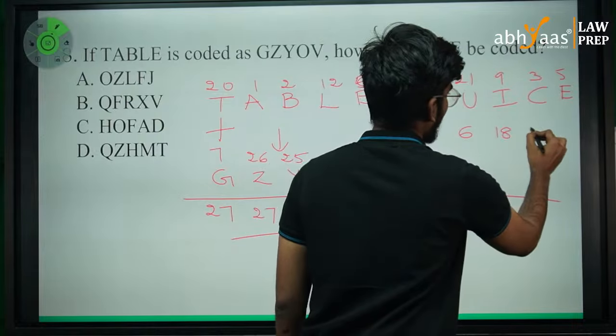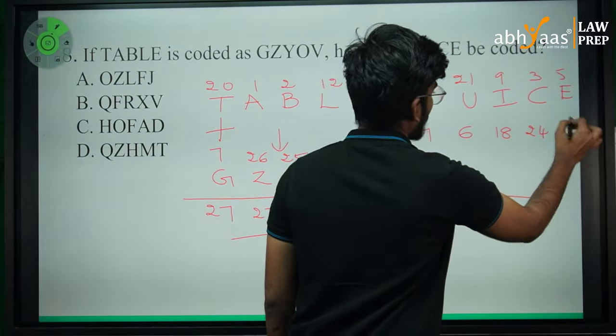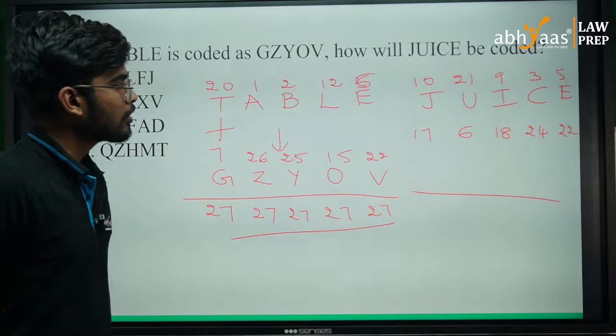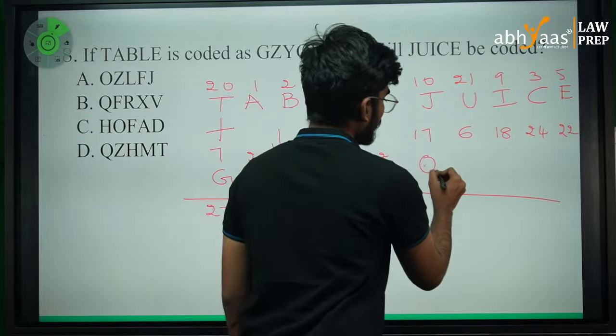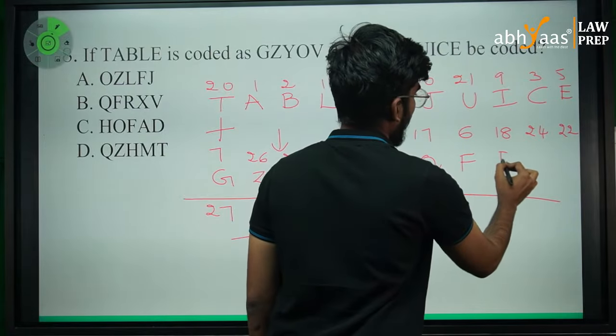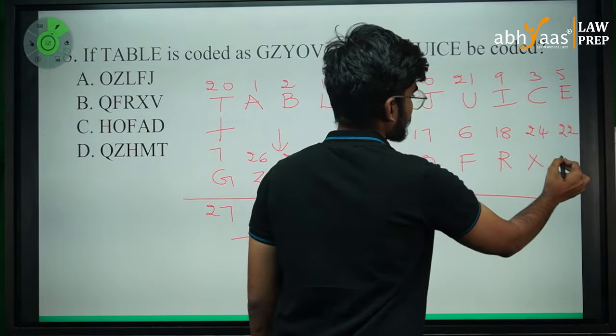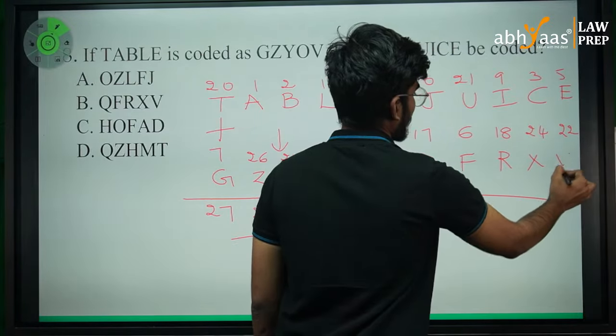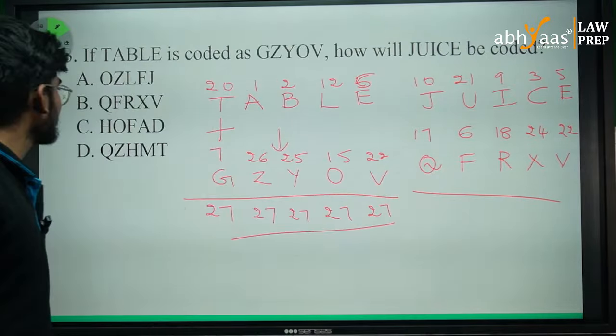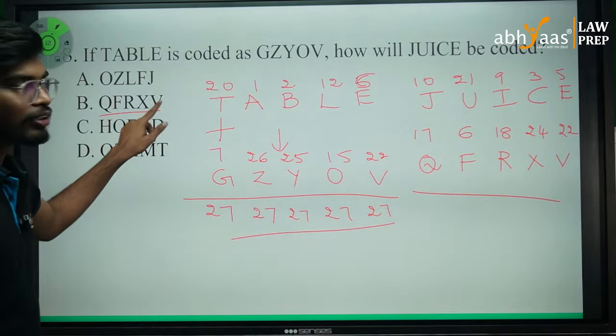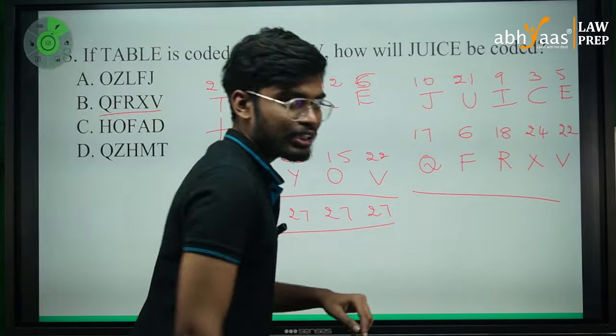So here it is 18, 24 and 22. Okay. P, Q. So it is Q, F, R and it is X, V. So Q, F, R, X and V. So it is in option B. So straight away you can select option B as the answer.